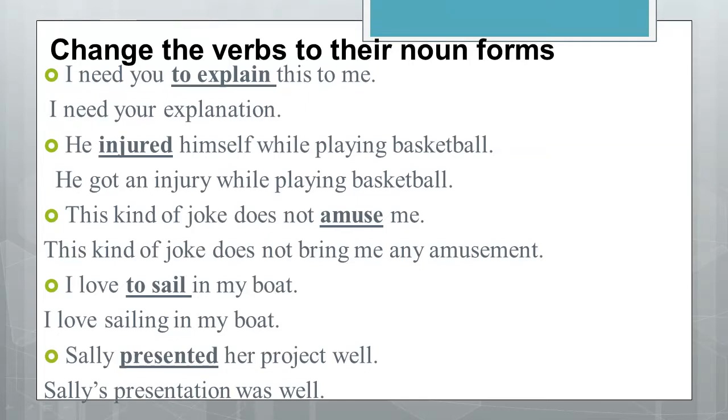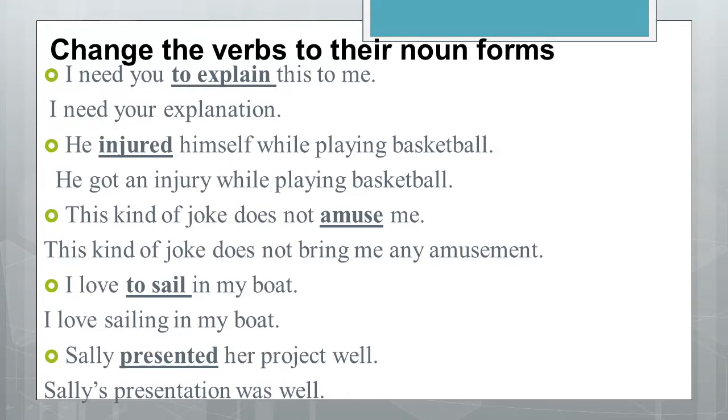Number 3. This kind of joke does not amuse me. Find the verb, amuse. Now change it into a noun. Add the suffix ment, amusement. Amusement is a noun. Put it into the sentence. This kind of joke does not amusement me.